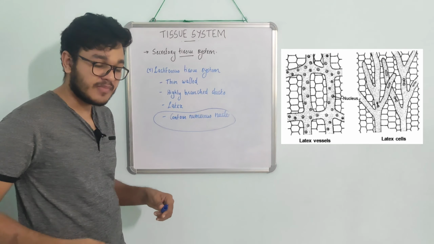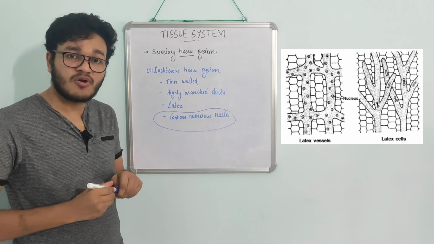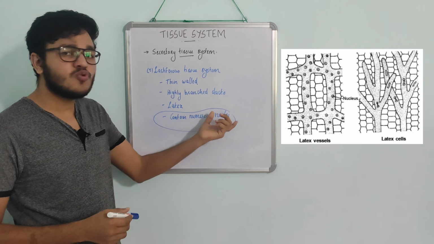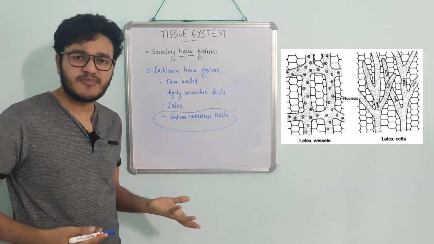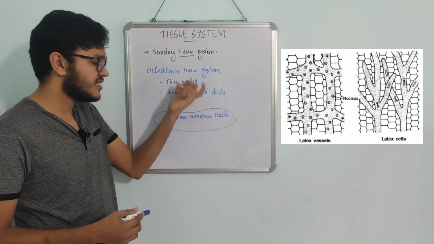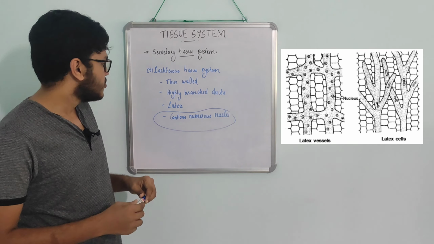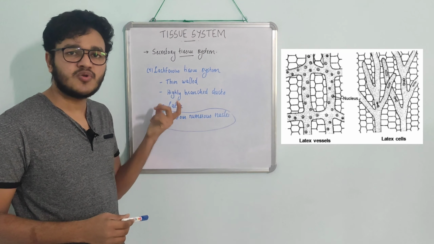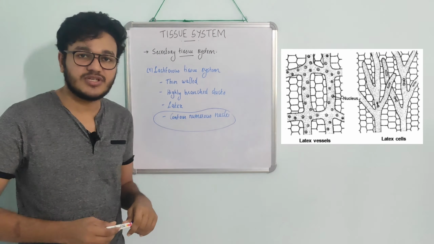So questions might be asked, and it has already been asked in previous years also, about numerous nuclei associated with which type of tissue system. It is actually the lactiferous tissue system and the secretory tissue system. So that's all the introduction about the lactiferous tissue system. Now let's see the two divisions of the lactiferous tissue system.